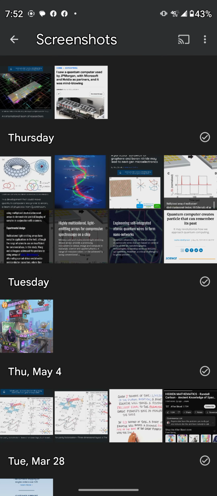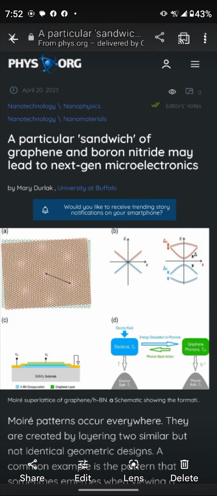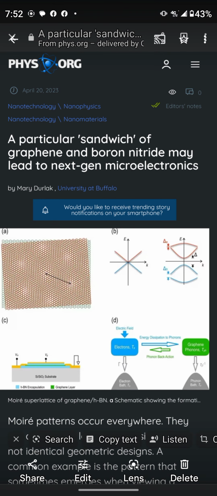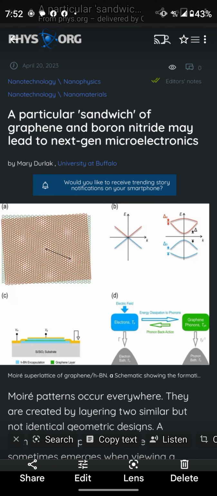Next thing, part of quantum computing. A lot of stuff I get is from physics.org. They're pretty reliable. They haven't had any papers that were proven wrong or anything like that.